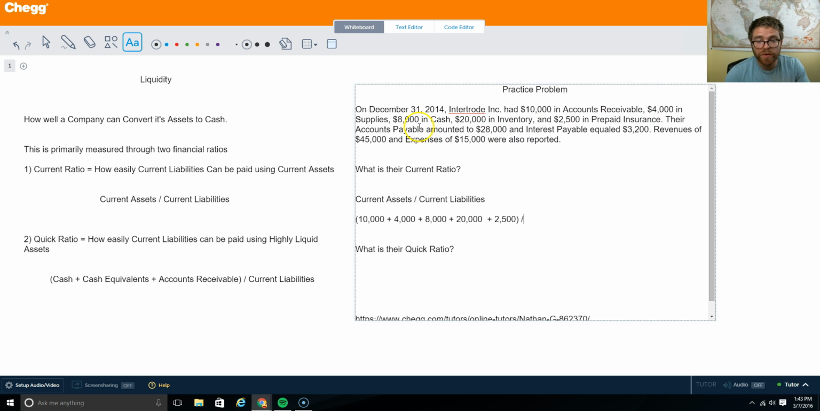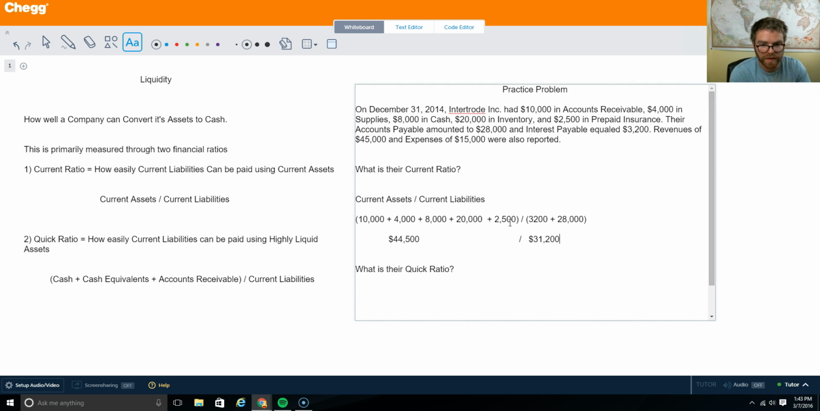Well, the only liabilities here that are reported are current. So they have accounts payable for 28 grand, interest payable for 3,200. So let's go ahead and add those up here. 3,200 plus 28 grand. Let's do the parentheses first. So 10 grand, 4 grand, 8 grand, 20 grand, and 2,500. So let's see here. 14,000, 22,000, 42,000, 44,500. Divided by, add those up, and we should get 31,200. So let's go ahead and divide those two numbers and see what we get.